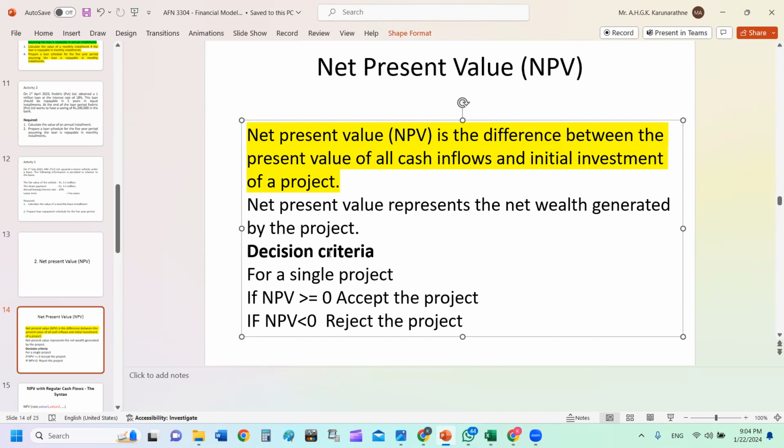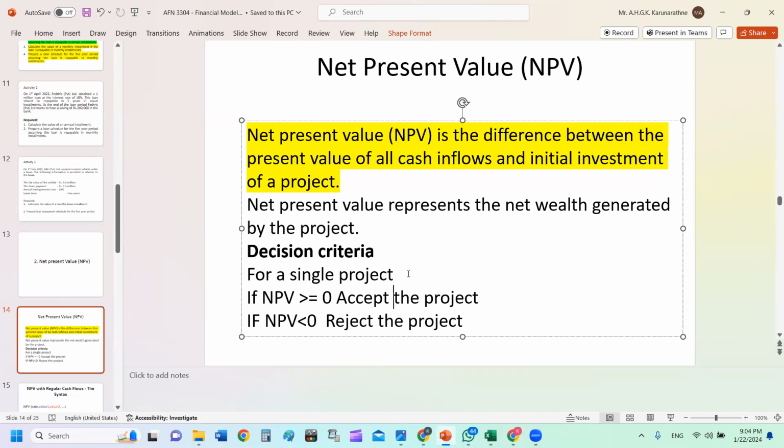So the decision criteria, if you are evaluating a single project: if the NPV is greater than zero, we accept the project. You compute the NPV, check whether it is positive, that means greater than zero, then accept. If the NPV is negative, it means it destroys your wealth. If you accept the project, it destroys your wealth, so you reject the project. Positive NPV, accept. Negative NPV, reject.